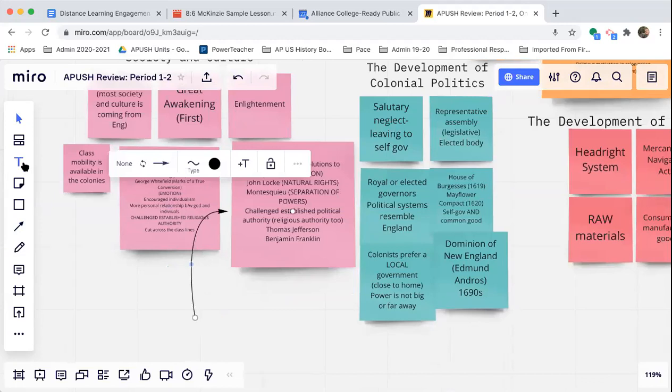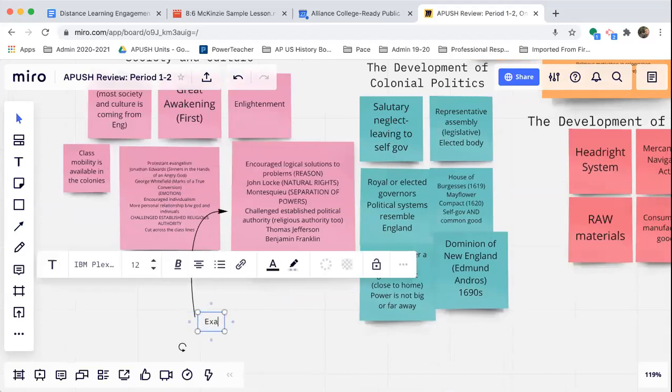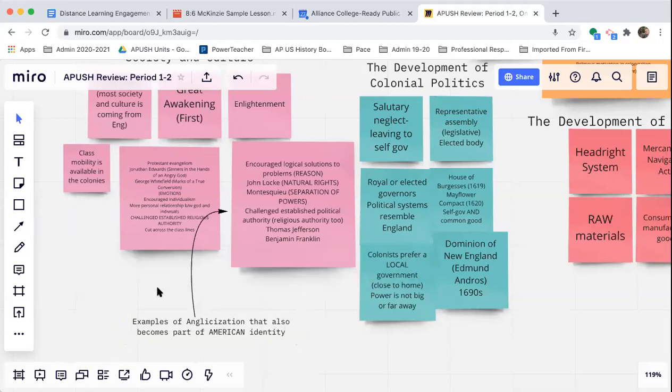Both of these things are examples of Anglicization, because both of these movements also become part of American identity as opposed to British colonial identity. So these are good examples of things that come from England but get an American twist put on them.